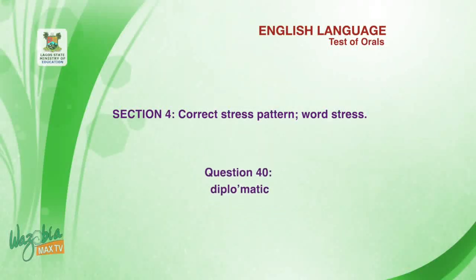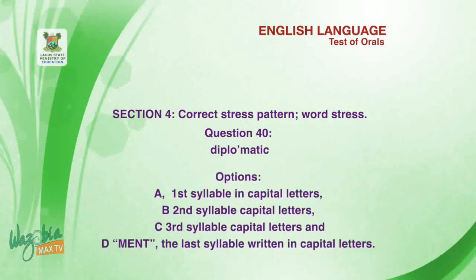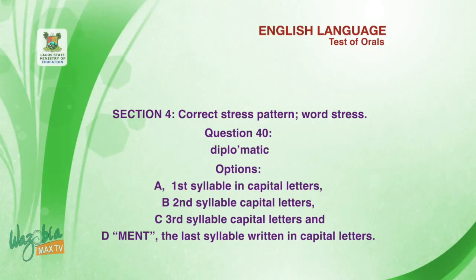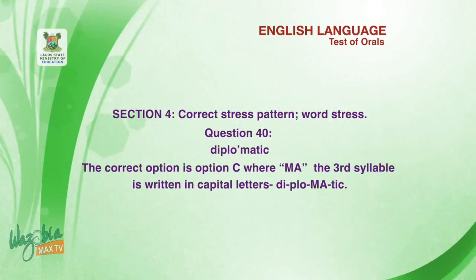We go to question 40, diplomatic. Option A, first syllable in capital letters. B, second syllable capital letters. C, third syllable capital letters. And D, meant, the last syllable written in capital letters. The correct option is option C, where mer, the third syllable, is written in capital letters. Diplomatic, that word is stressed on the third syllable.